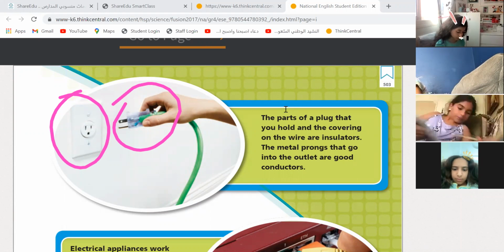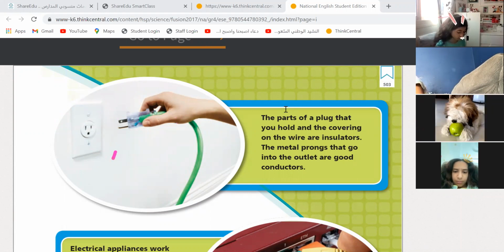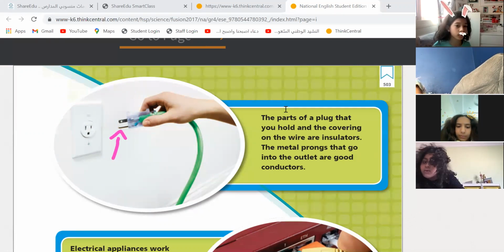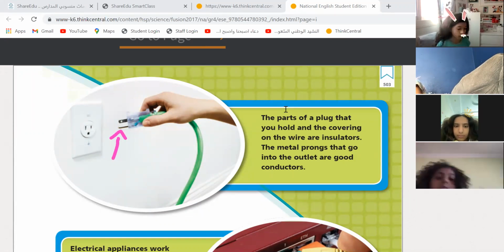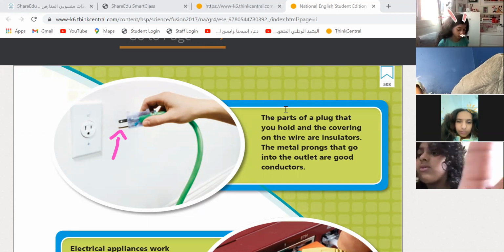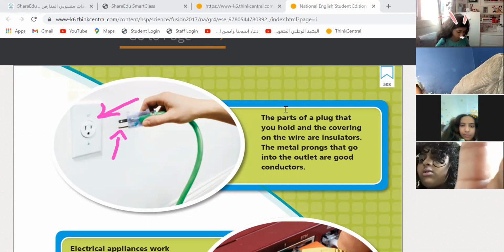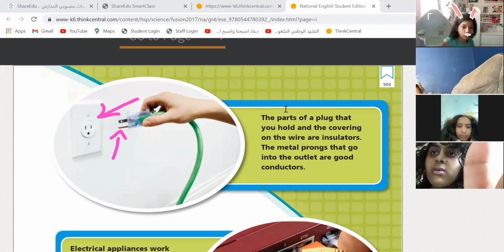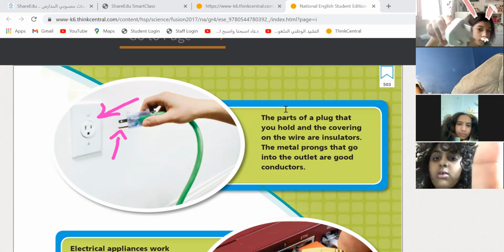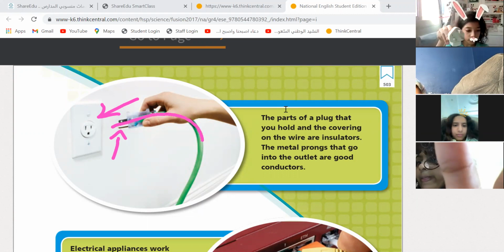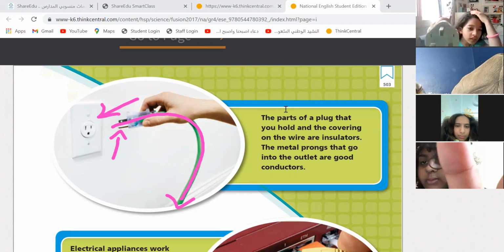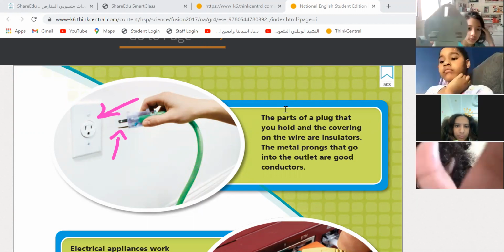And finally, look at this part. This part is made of metal. Why is it made of metal? It's a very good conductor, because once you plug it inside, it will soak up electricity and make it flow inside this wire. Yes, exactly.